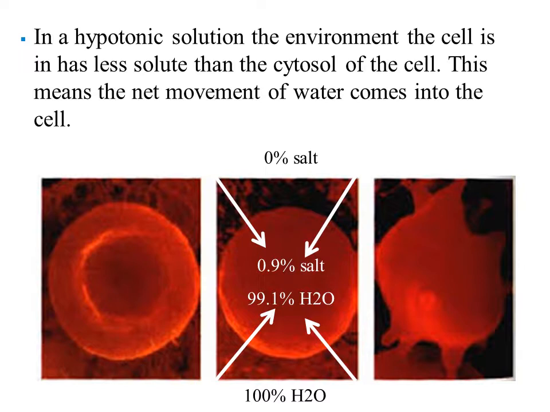Why? Because remember, previously we said the inside of the red blood cell has 0.9% salt. This means it would have 99.1% water. In that case, water is going to flow into the cell to dilute the concentration of salt. In that case, the cell will swell. It will continue to swell until eventually it ruptures. This is referred to as hemolysis when the cell ruptures.